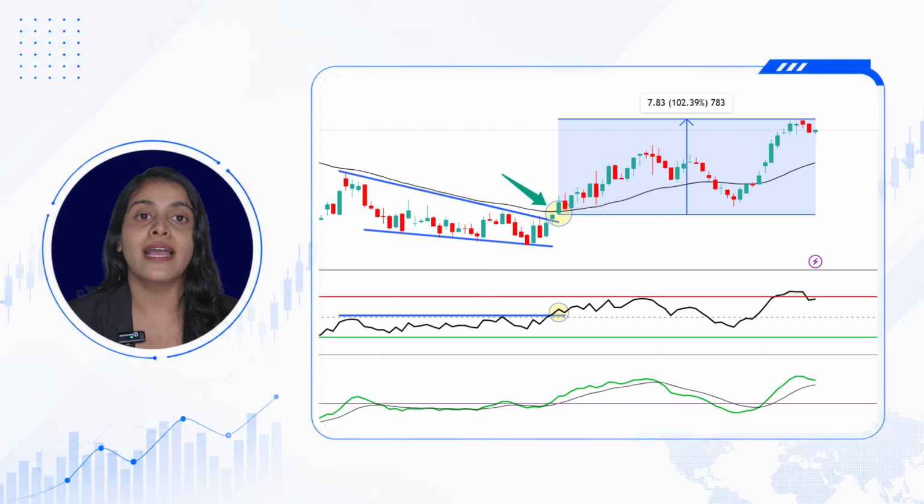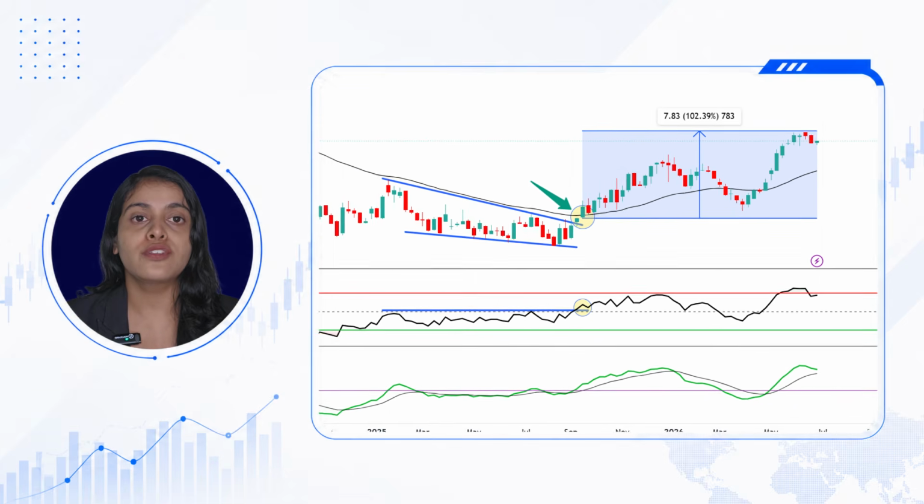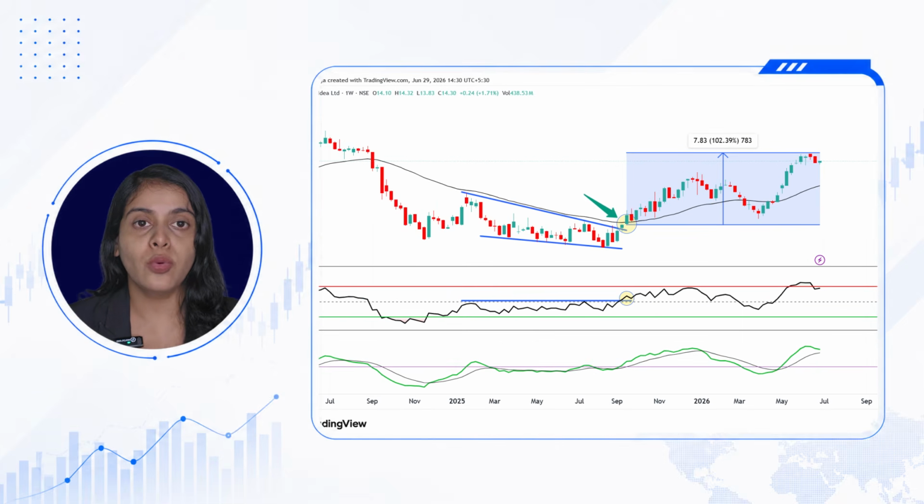Since the breakout, the stock has rallied over 100% and is now consolidating near its high, a healthy sign after a strong up move. If Vodafone Idea manages to sustain above this consolidating zone and break higher, it could signal the next leg of the uptrend. While no technical pattern guarantees future returns, the combination of a falling wedge breakout, EMA reclaims, RSI strength, and bullish MACD makes Vodafone Idea a stock worth keeping on the radar.